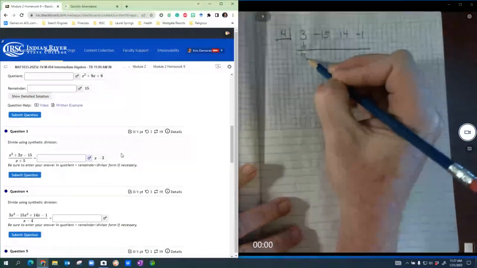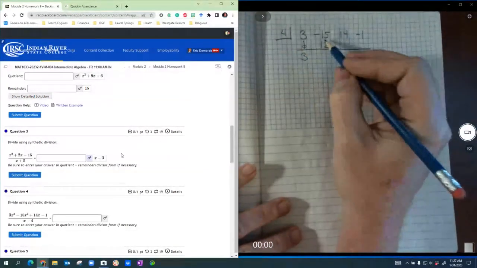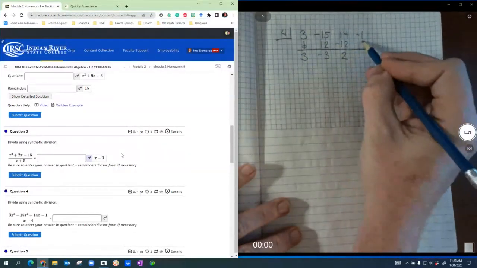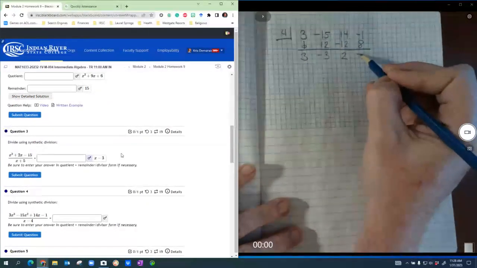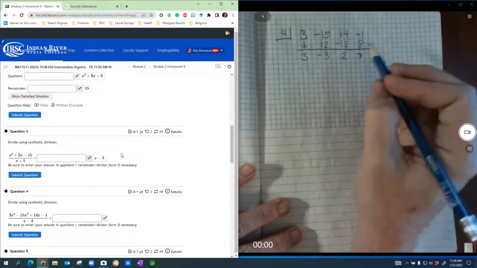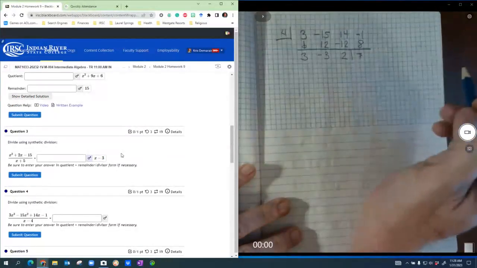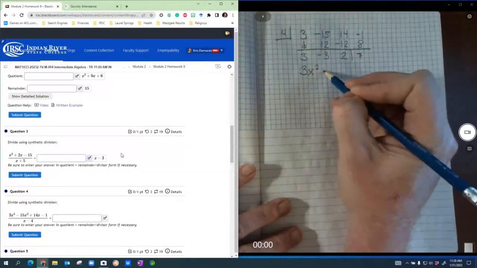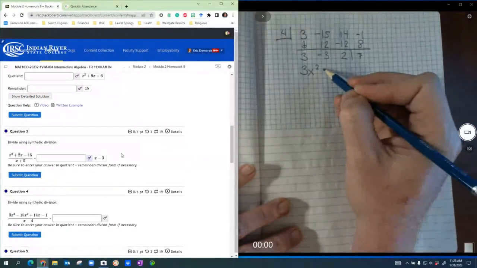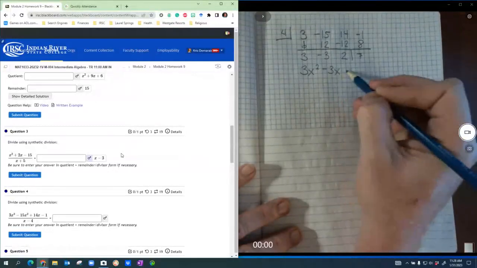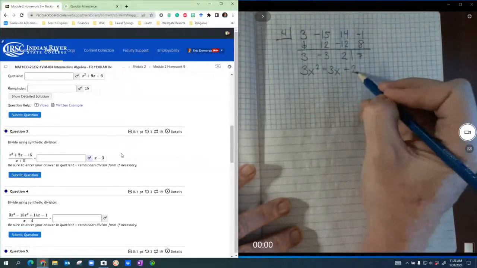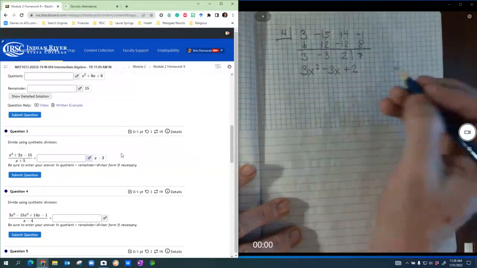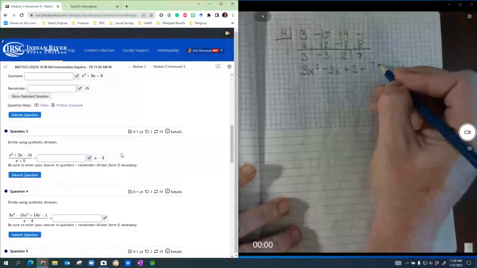You drop this, multiply, add, multiply, add, multiply, add, and there's your answer. So your answer is 3x to the second, right? So that's what we were before, was x to the third. And then it's minus 3x plus 2. And then the remainder, once it adds the remainder, okay, so then they went like this.